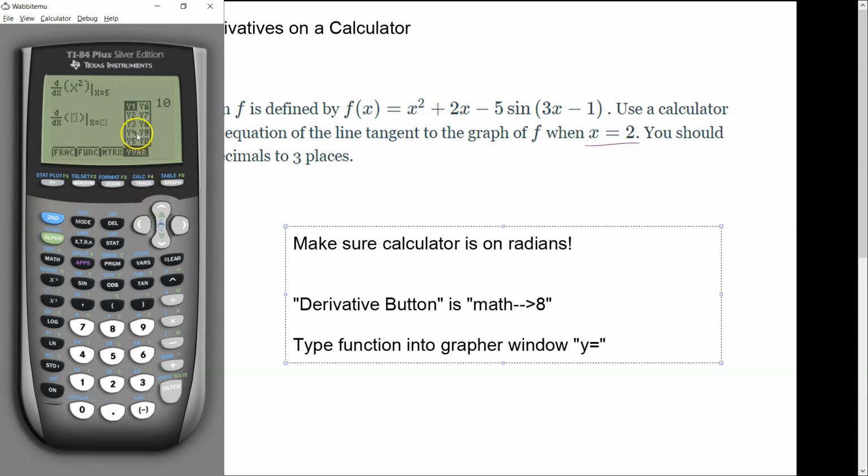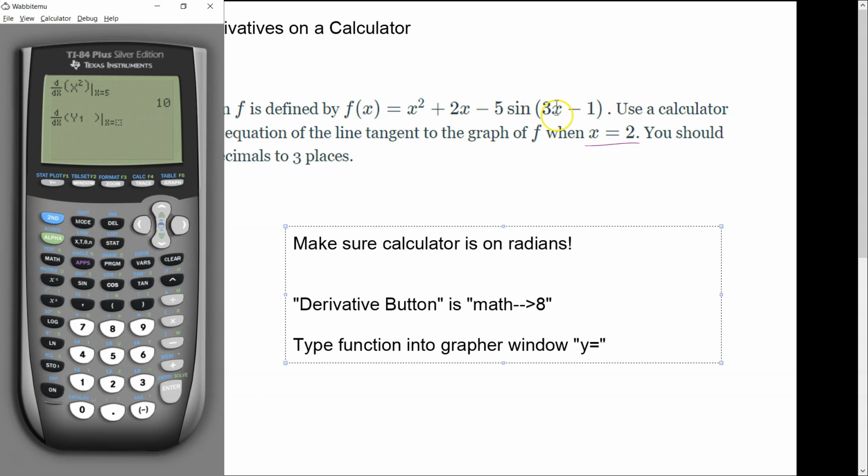trace. And notice this gives you a list of all of the y variables. So it lets you pick something that you've typed in on this graph screen, which is cool. So again, it's alpha trace, and then you're going to pick the y value where you typed it in. So y1, we've saved this function here.